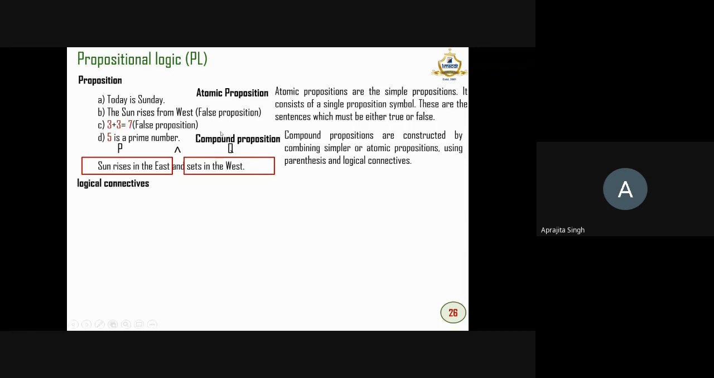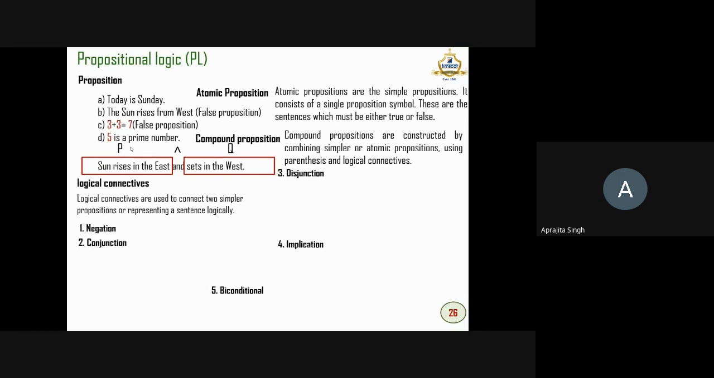इस तरह से यहाँ एग्जाम्पल दिया आपको. ठीक है, अगर सिर्फ यहाँ लिखा होता not P, so it would have become an atomic proposition. Logical connectives are used to connect two simpler propositions or represent a single sentence logically. So there is something called a negation. A sentence has not P, which can be called negation of P.